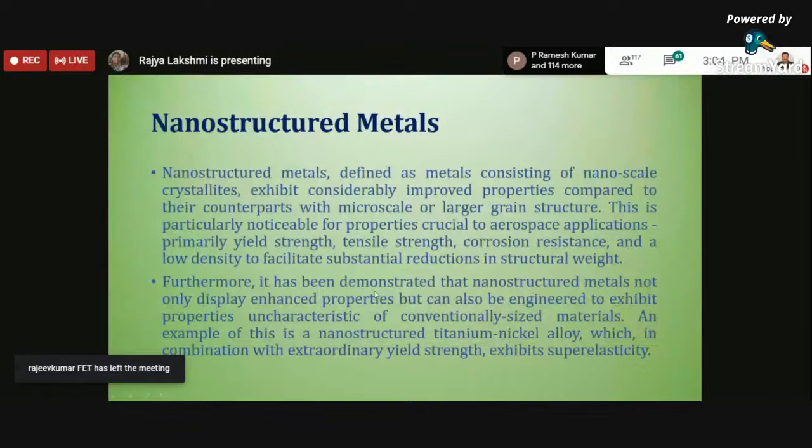At the same time, nanostructured metals are not only enhancing the properties, but also exhibiting uncharacteristic behavior compared to conventionally sized materials. Many researchers and scientists are working on developing nanostructured titanium and nickel-based alloys, which are very much in demand and prominent in aerospace industries. A combination of these two, titanium-nickel alloys, provides extraordinary yield strength and also superelastic properties, which are highly required, especially for aerospace materials.